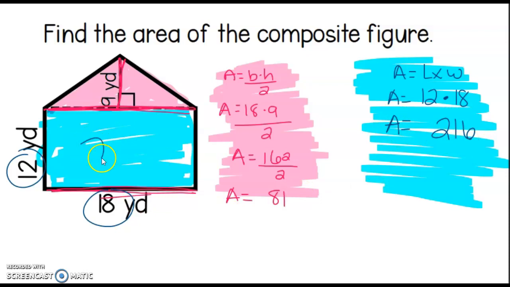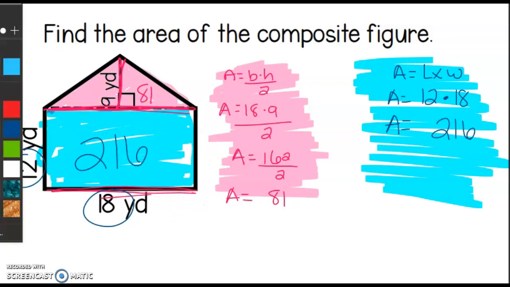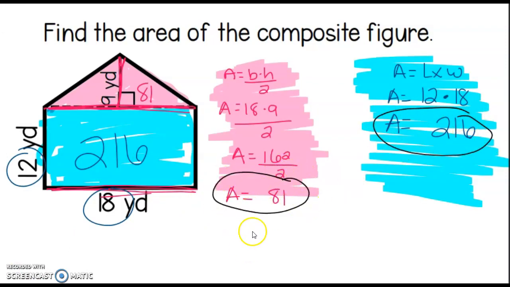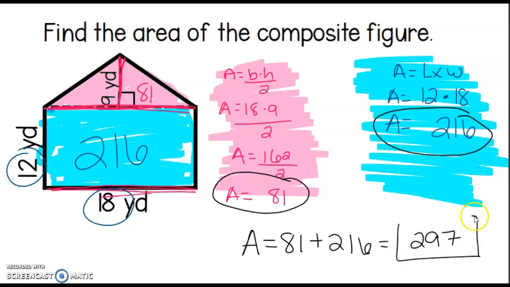So that means my area here is 216 and my area up here is 81, but it wants the whole composite figure. So you need to take your two areas and add them together. My area is 81 plus 216. 216 plus 81 is 297, and this would be your final answer. It might say yards squared, which is fine too, as long as you're looking for 297. So you have to break it down into shapes that you do know.